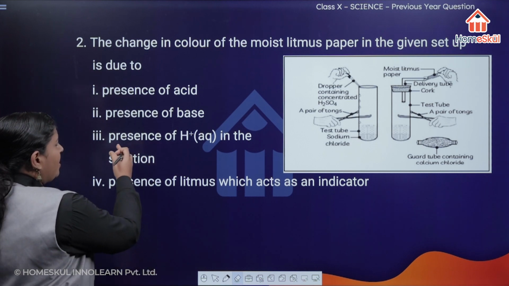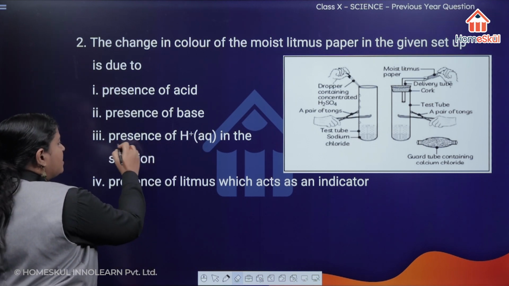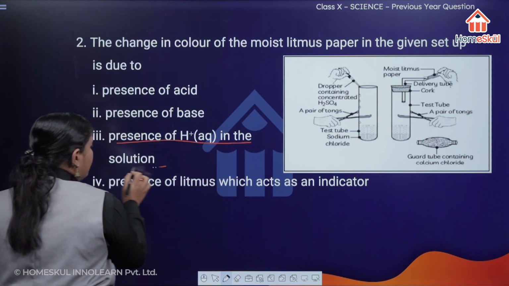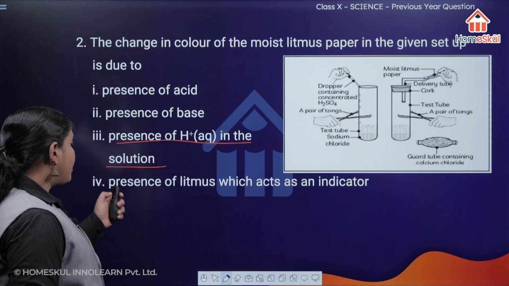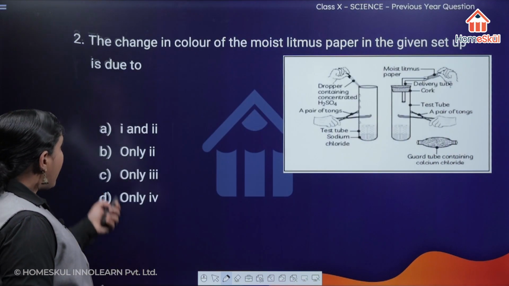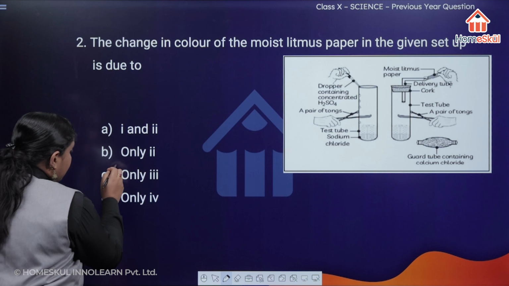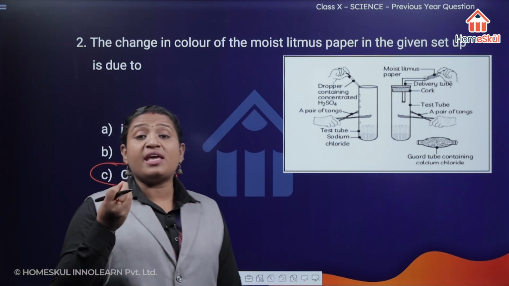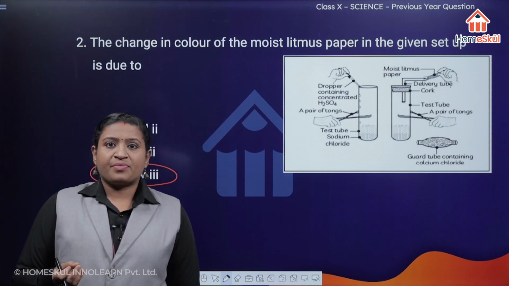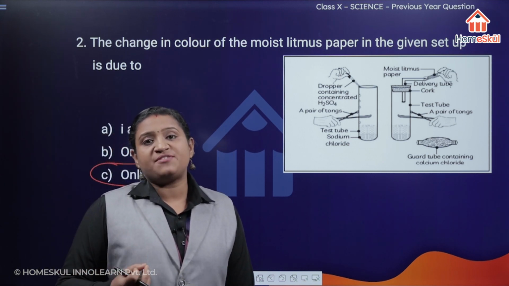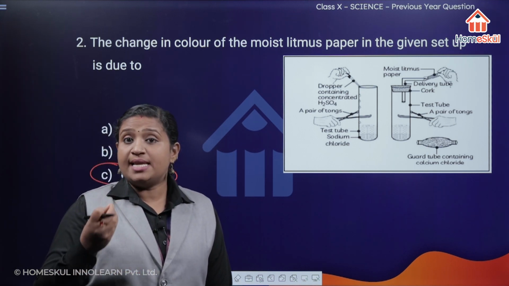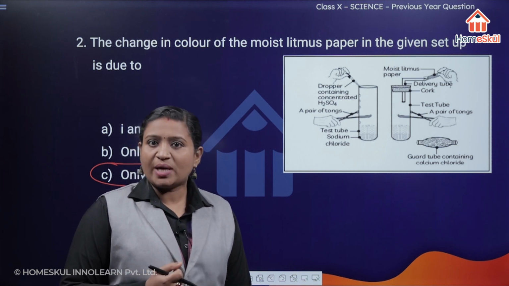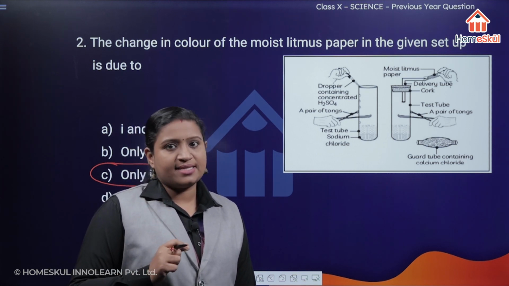Yes, only the presence of H plus ions is the reason, isn't it? So, what can you infer from this? The answer for the second question is C, only 3. Because it is the presence of the H plus ions which makes a color change for the moist litmus paper. Okay, I hope the answer is clear.